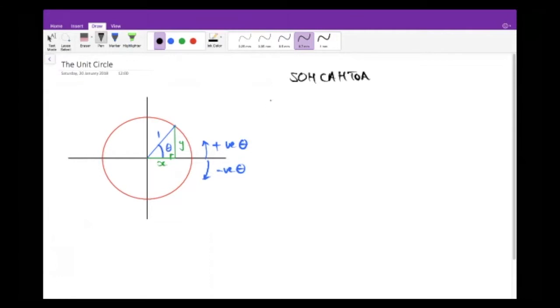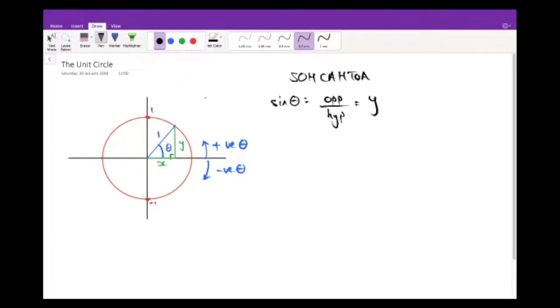Now, SOHCAHTOA says that sine of theta is equal to the opposite side over the hypotenuse, which is y over 1. So the y value is equal to the sine. So I can see here then that I reach a maximum of y equals 1, and then a minimum of y equals minus 1. And then there's going to be points when it's equal to 0.